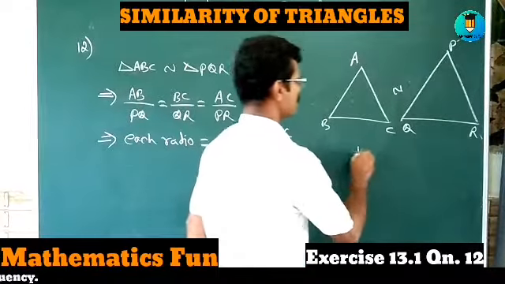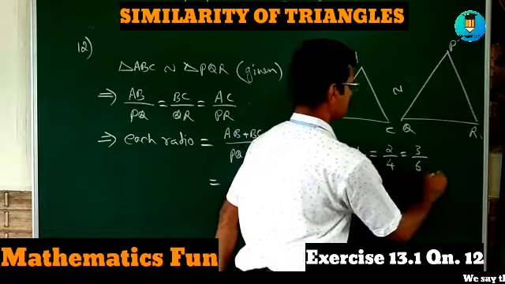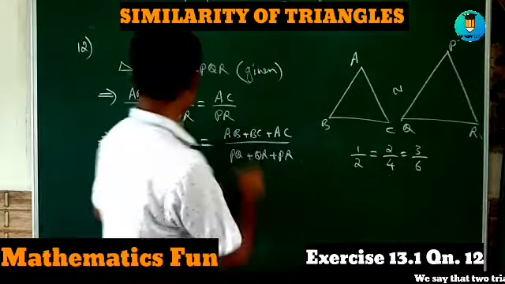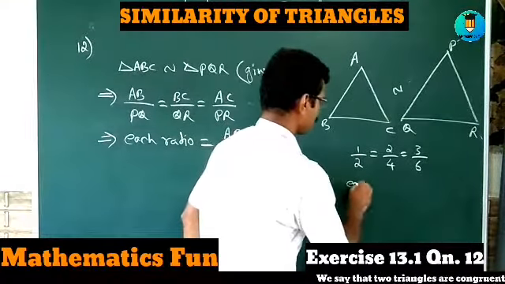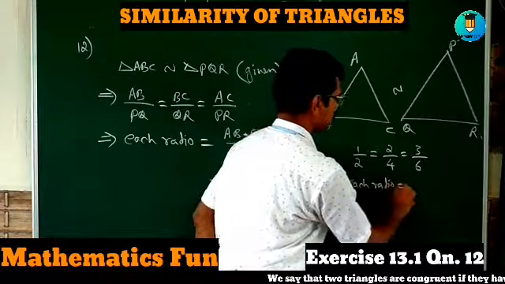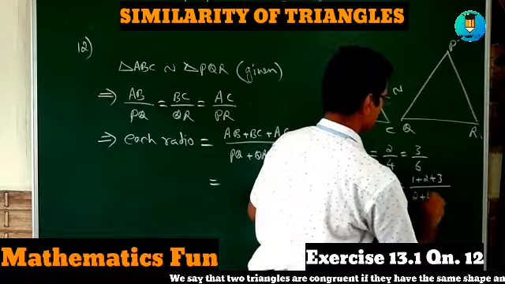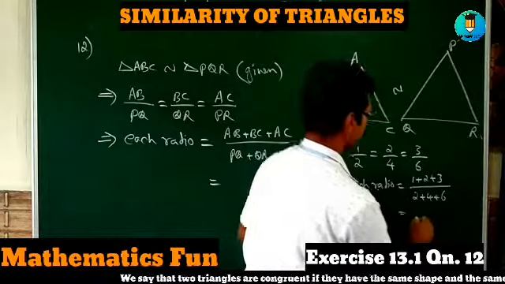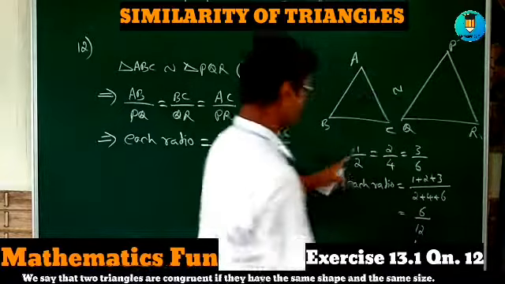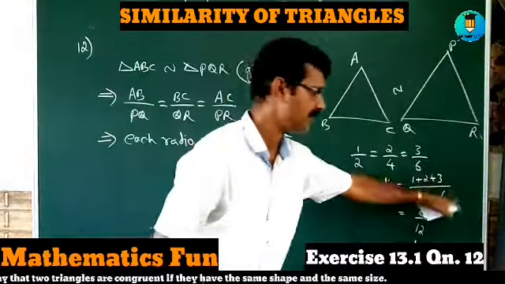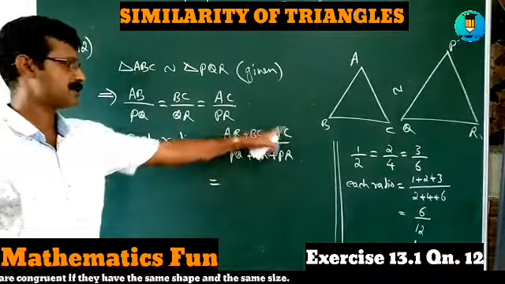Or see one simple example: 1 by 2 is equal to 2 by 4 is equal to 3 by 6. I wrote these three ratios like this. If you use that property, each ratio is equal to 1 plus 2 plus 3 divided by 2 plus 4 plus 6. If you simplify, this is 6 divided by 12, that is also 1 by 2. So each ratio is equal to the added-up ratio.